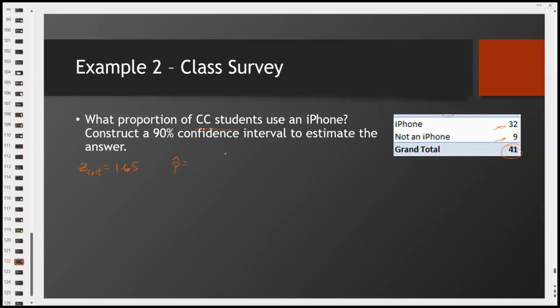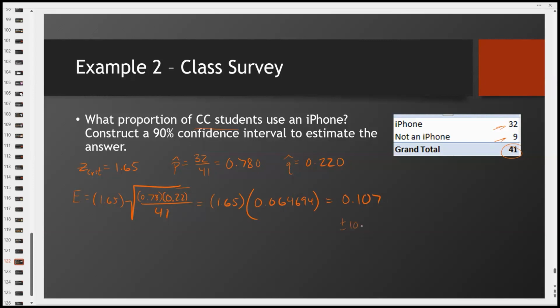Our sample proportion is 32 out of 41, or 0.780. The complement then is 0.220. That's 9 divided by 41. To find the margin of error, 1.65 times the square root of 0.78 times 0.22 divided by the sample size, which is 41. Now 0.78 times 0.22 divided by 41, and then take the square root. 1.65 times 0.0649, if you then multiply these two, we'll just call it 0.107. So in this case, the margin of error is plus or minus 10.7%.